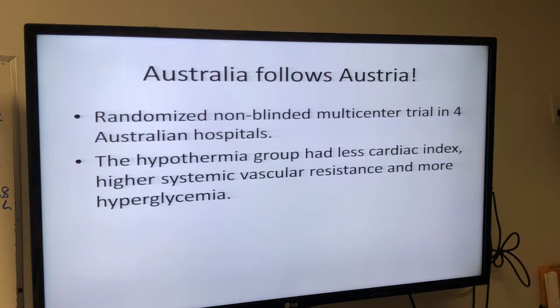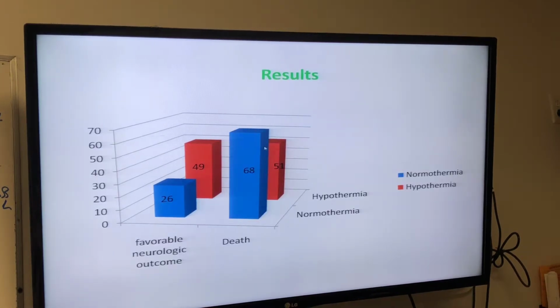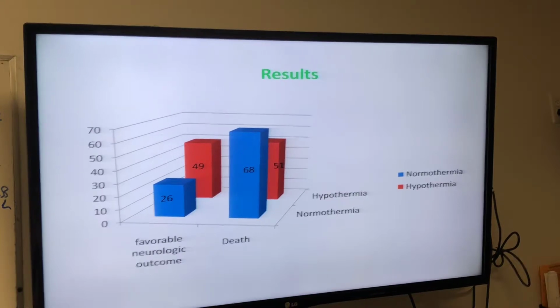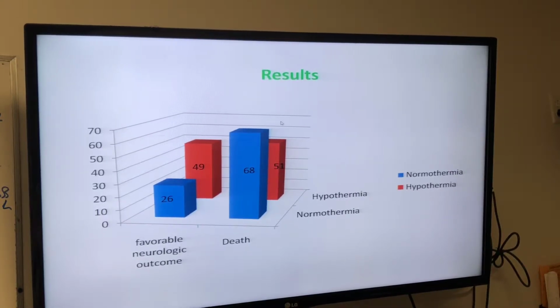It was 4 Australian hospitals, but 164 patients only. And the hypothermia group was actually sicker. Less cardiac index, high systemic vascular resistance, more hyperglycemia, but still had pronounced results, with deaths going down to 51%, and 26% good neurologic outcome, compared with 49% from before. The advantage of this study is that it was all comers. It wasn't just VFib and VTAC, it was everybody. So that's an advantage over the other one, which was a little smaller.